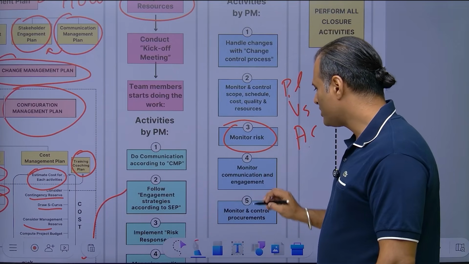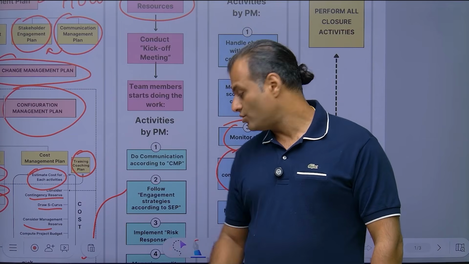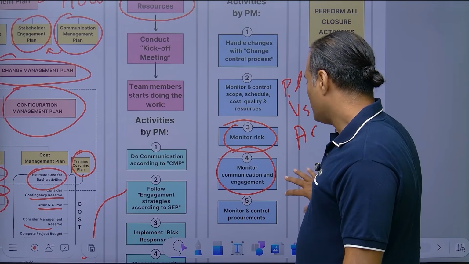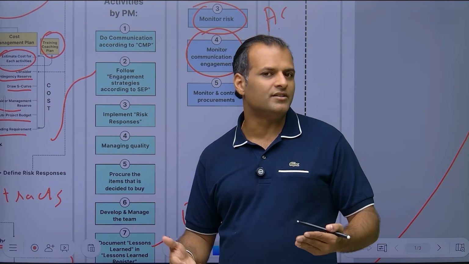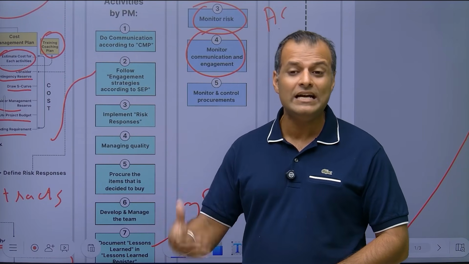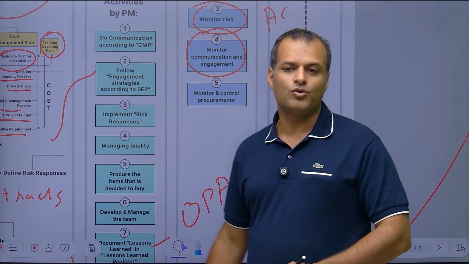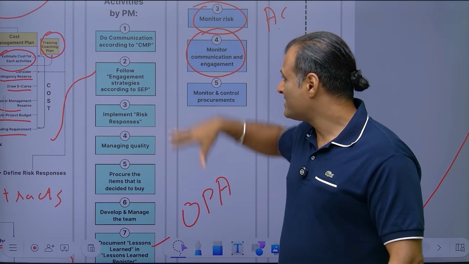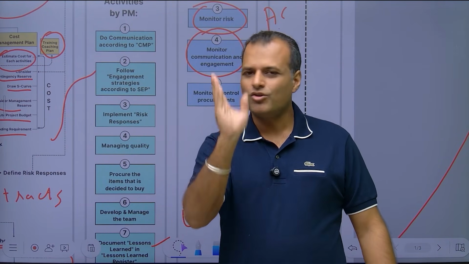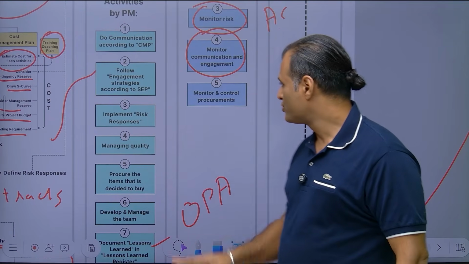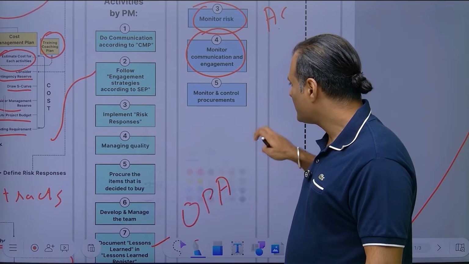Okay. Monitor the communication and engagement plan. Are we communicating and engaging the stakeholders throughout? That's your monitor communication. Finally, monitor and control procurement, because you are dealing with vendors, right? Contracts are involved, legal is involved. You have to make sure you properly manage your procurements as well. And once again, as I said, monitor and control is something which monitors and controls your complete project and not just after your execution.